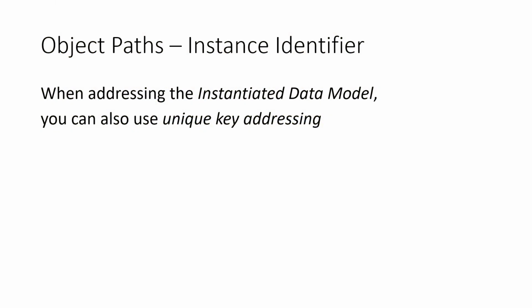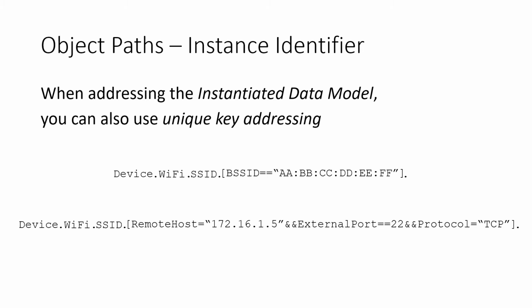To use unique keys to address an object, use the following syntax. First, specify the path to the object's name. In place of the instance number, use the following syntax. Bracket, then the unique key name, then a double equal sign, followed by the unique key value. If the value is a string, use quotations to indicate this. For an object with a compound unique key, use double ampersand and a list of all the required keys.